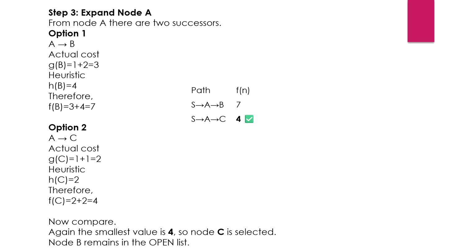First, option 1, A to B, f of B value 3 plus 4, 7. Option 2, A to C. That means g of C equal to 1 plus 1, 2. h of C is 2. Therefore, f of C equal to 2 plus 2, 4. Okay, we have two options and two path costs. One is 7, the other one is 4. The algorithm compares the two values and the search starts from the lowest path value, that is 4, which is selected.